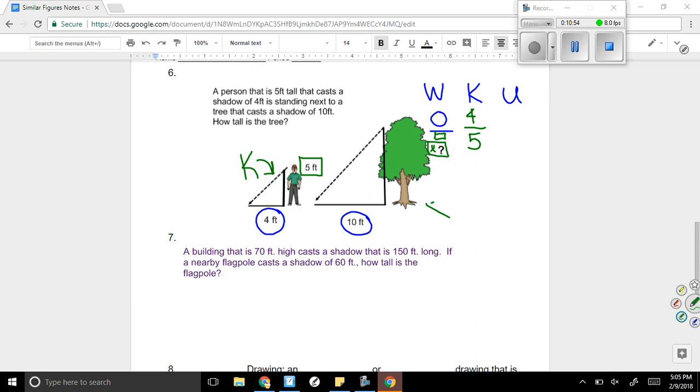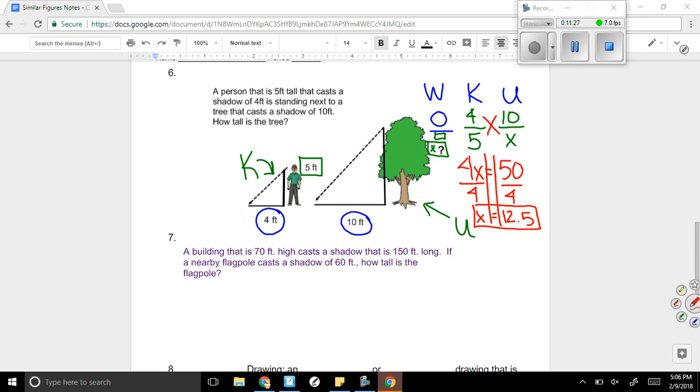Now let's look at that tree. That has something that I do not know on it. So I need to put the circle on top, that's the 10. And then the X, that question mark for how tall the tree is going to be, goes underneath. So when I cross multiply, I've got 4x equals 50. When I divide by 4, I get x equals 12.5.